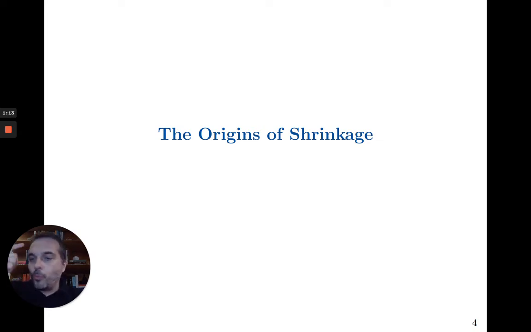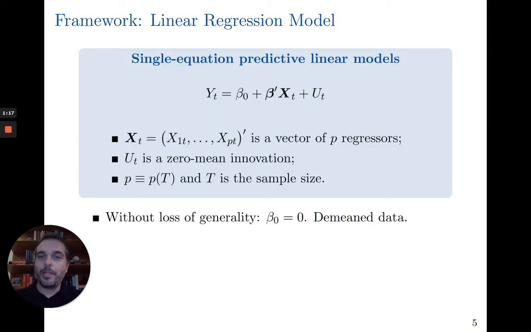Why did we one day think about using shrinkage? Okay, why is it popular? So let's refresh our mind about the linear regression model. So we have a single equation, predictive linear model. So y depends on a constant plus a set of p regressors. So y = beta naught + beta x + u. u is the zero mean innovation or error term, okay, or noise, call it as you prefer.